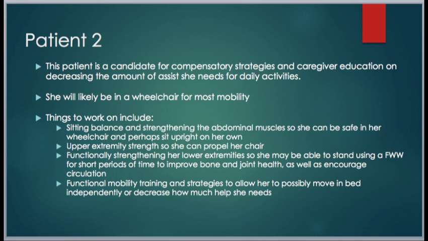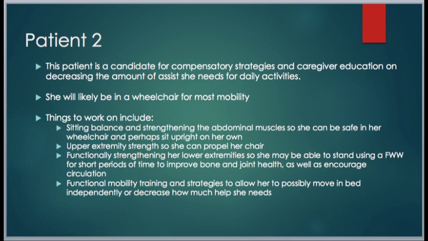This patient is a candidate for compensatory strategies and caregiver education on decreasing the amount of assist she will need in daily activities. She will likely be in a wheelchair for most mobility. However, that doesn't mean that we shouldn't work on standing balance and other strategies to improve her ability to move. We will want to work on sitting balance and strengthening of the abdominal muscles. This is important so she can be safe in her wheelchair and perhaps sit upright on her own. Upper extremity strength so she can propel her chair.